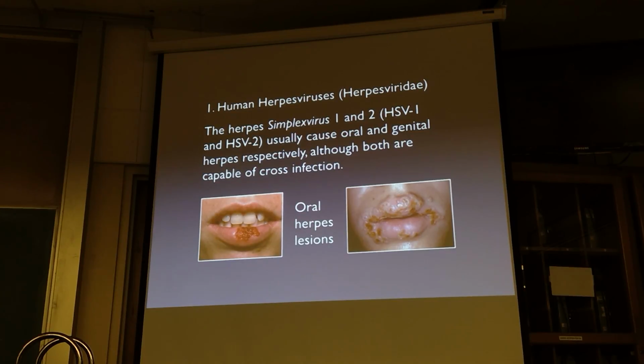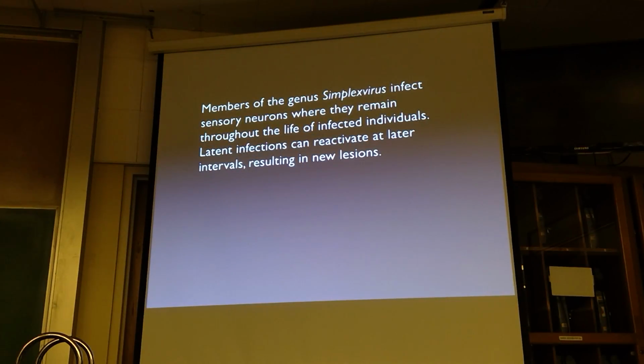These appear to be the mouths of relatively young individuals, which is sad. They probably got that virus from their parent. It's pretty easy to accidentally transfer these viruses by using the same cup or spoon, that kind of thing, or parents kissing their offspring on the mouth. So these things infect sensory neurons, and again, they remain throughout the life of the infected individual, but in a latent state. It's a type of infection that's considered latent. The virus is inactive, typically for very long periods of time, and then they can reactivate at various points.